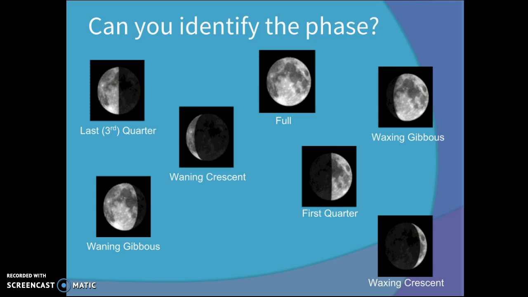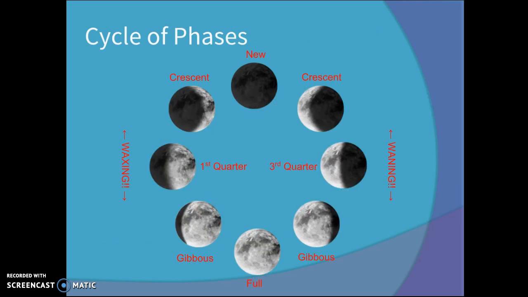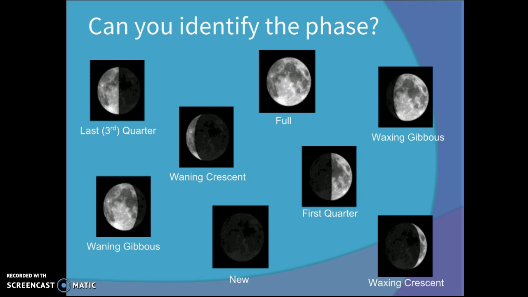A waxing gibbous, light on the right, more than half. This would be a new moon. You don't see any illumination. All right, I would suggest maybe going over this one more time. If you got any of those wrong, try it again, see if you can get them right. They're good practice.